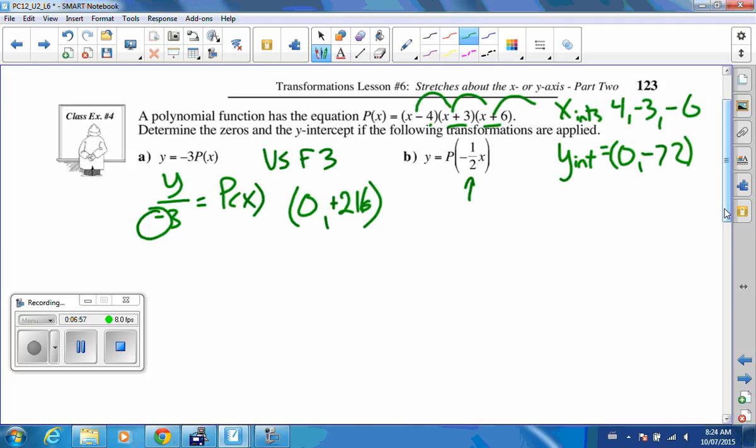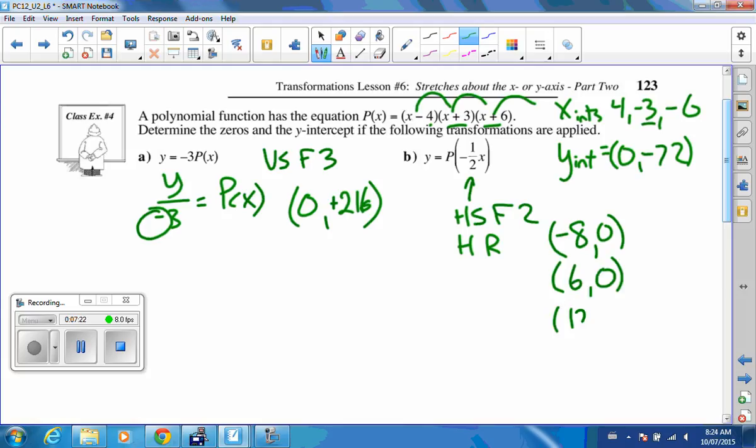Whew, look at me go. Y equals p at negative 1/2 x. It's going to be horizontal stretch factor 2 and horizontal reflection. Therefore, all of those x-intercepts are going to switch sides and multiply by 2. New x-intercepts are going to be negative 8, 0. Positive 6, 0, if I flip this one around. And then positive 12, 0. It's going to be my new x-intercepts there.